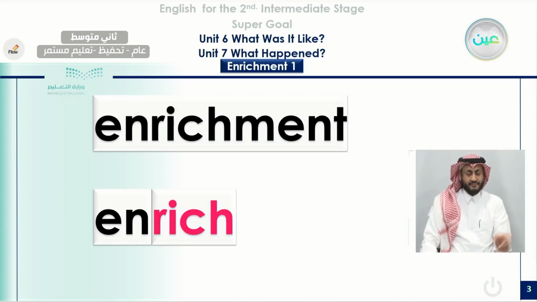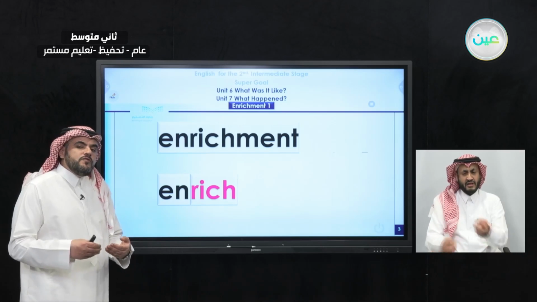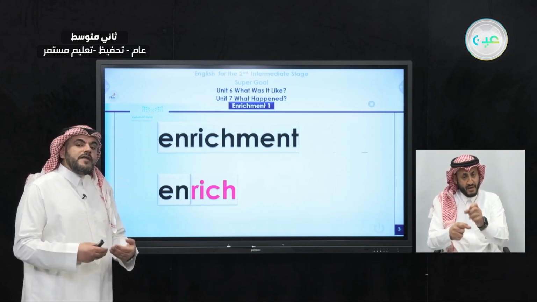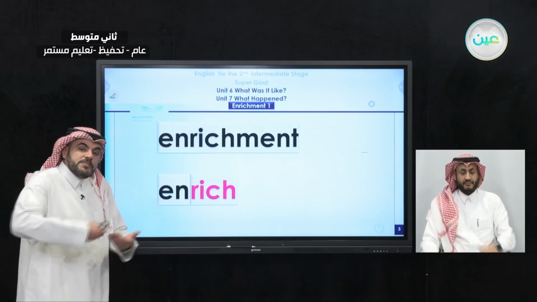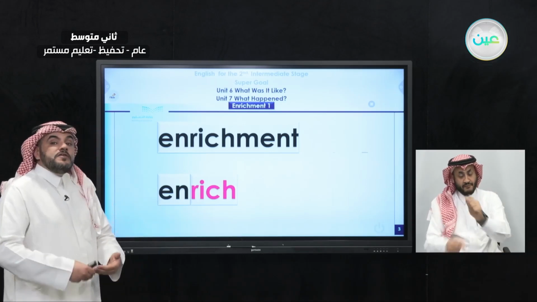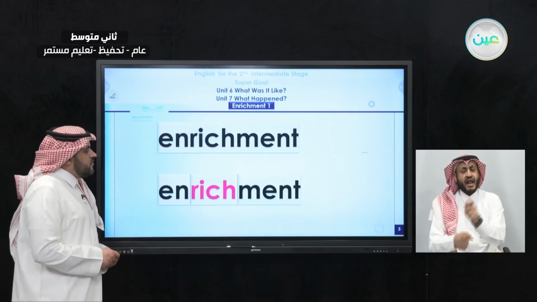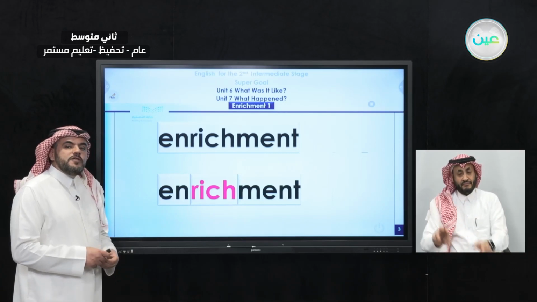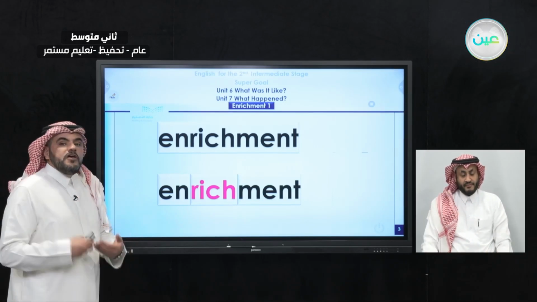But when we add en, we call this a prefix, that means we are changing the word from an adjective into a verb. So to enrich somebody or to enrich something, that means you add things to. So when we want to make it a noun, we add also another suffix called ment. So here we changed the word into a noun.